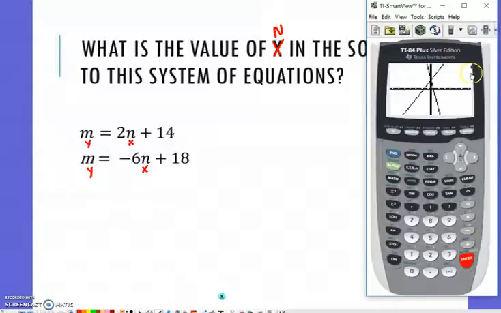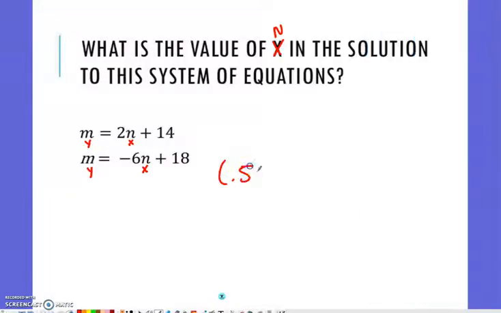Remember, these lines up here mean it's thinking. So now I can do my second trace, 5, enter, enter, enter. Oh, I hit 1 too many times, sorry. Second trace, 5, enter, enter, enter. And I get 0.5 and 15. So my answer is 0.5, comma, 15. But it's asking which one is the n.